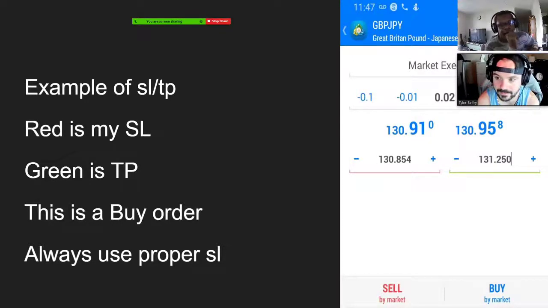Looking at JPY pairs, no. Looking at JPY pairs, they move the decimal places over, so give me 1 second. 131.250 minus 130.958. It would be a 29 pip move. A what? A 29 pip move, so a 30 pip move.